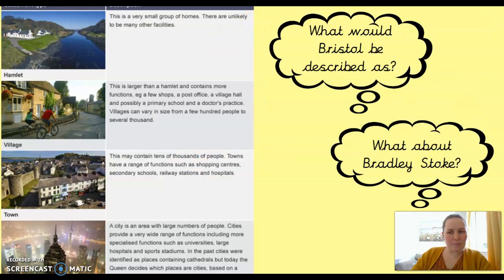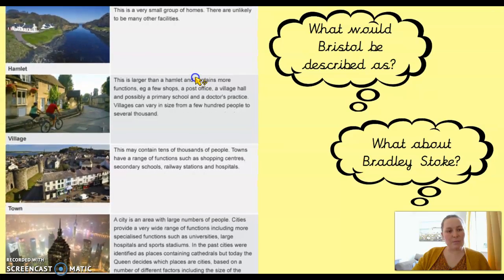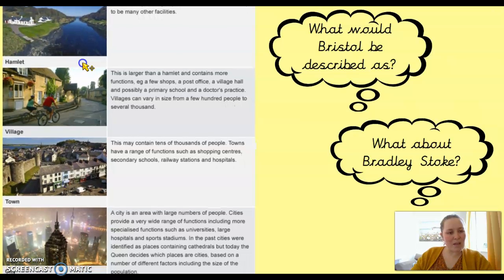So we can split settlements into hamlets. Okay, so a hamlet is incredibly small. There's places where there's a few houses together and there's not really any facilities, not really shops or things like that. Then we move down to a village, the next biggest type of settlement.